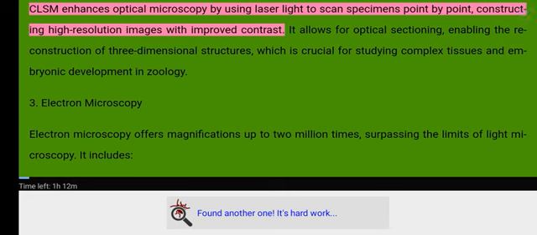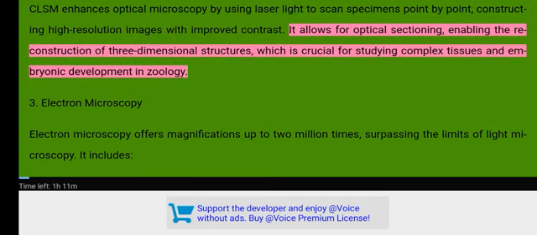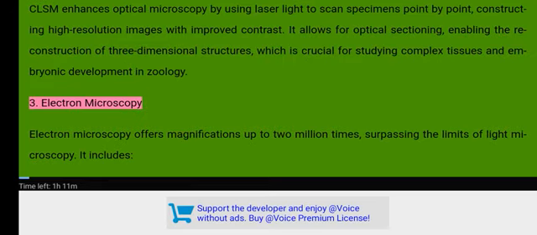CLSM enhances optical microscopy by using laser light to scan specimens point by point, constructing high-resolution images with improved contrast. It allows for optical sectioning, enabling the reconstruction of three-dimensional structures, which is crucial for studying complex tissues and embryonic development in zoology.